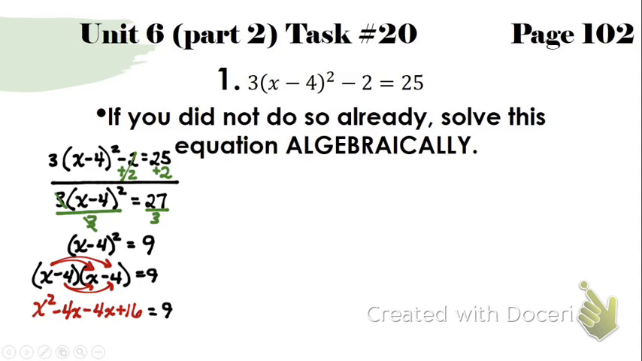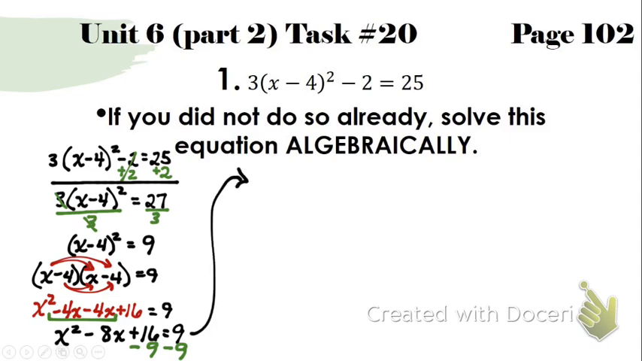What did you do after that? And then I combined like terms. So it should have been x squared minus 8x plus 16 equals 9. All right, so x squared minus 8x plus 16 equals 9. And then I subtracted 9 from both sides, and then it'll be set equal to 0. All right, so I'm going to bring this up and around here. x squared minus 8x plus, what is that, 7?